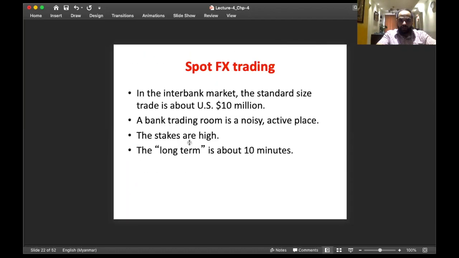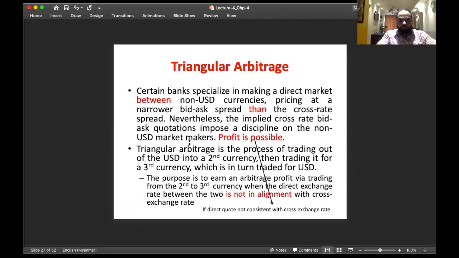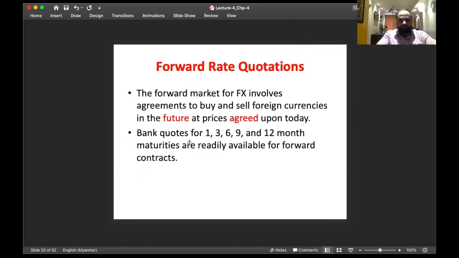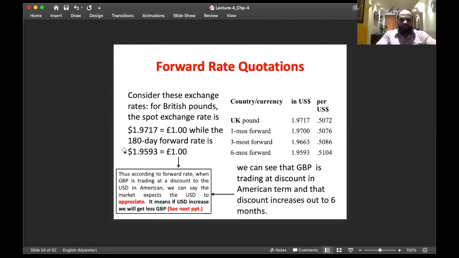Let's go back to the forward rate again. So here, this is just a very basic information that I asked you before. According to forward rate, when pound, so let's read this one.